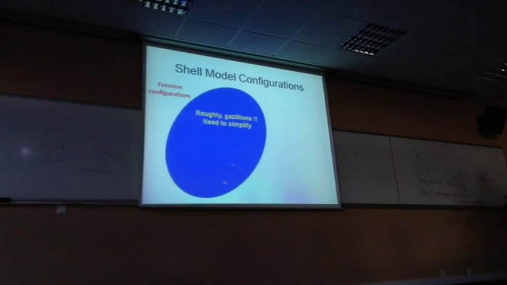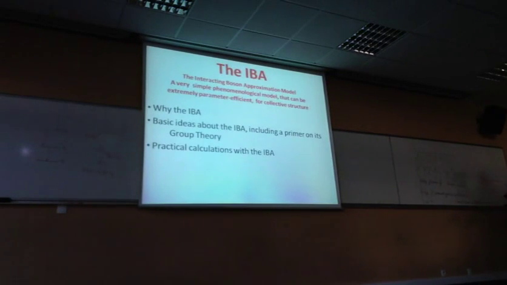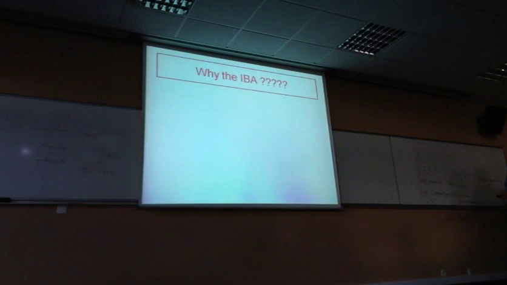And it just pulls that out and says, let's consider only this, and let's have the arrogance to think that that may represent nuclei, or at least the low-lying states. And here we just consider pairs of fermions that couple to either angular momentum 0 or 2. So I just want to very briefly talk about why the IBA, why such a crazy model, some basic ideas about it, and then we'll go into the main topic.